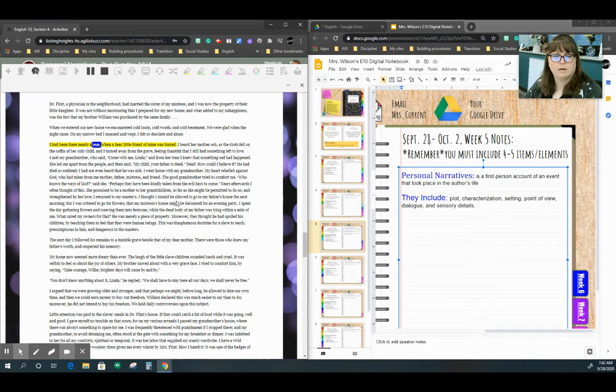I had been there nearly a year when a dear little friend of mine was buried. I heard her mother sob as the cloth fell on the coffin of her only child, and I turned away from the grave, feeling thankful that I still had something left to love.